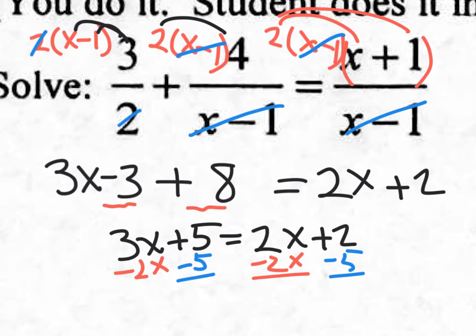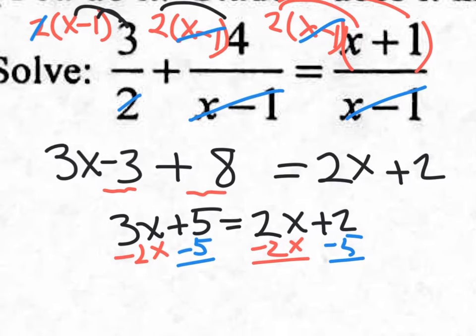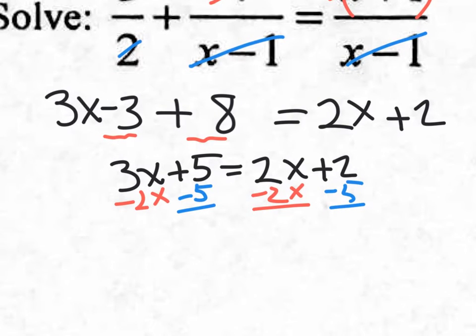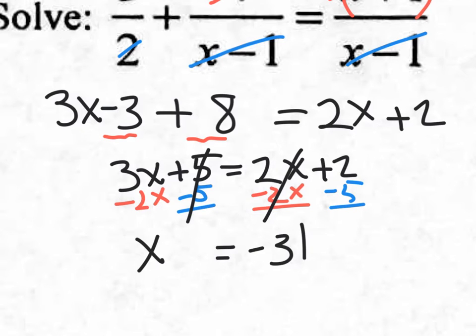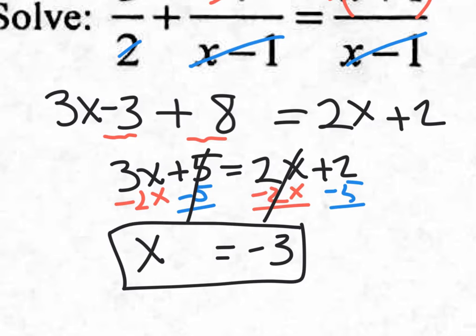So let's rewrite our equation. You're going to end up with 1x on the left side. This canceled. Equal sign comes down. That canceled. 2 take away 5 is negative 3. And that's it. x equals negative 3.